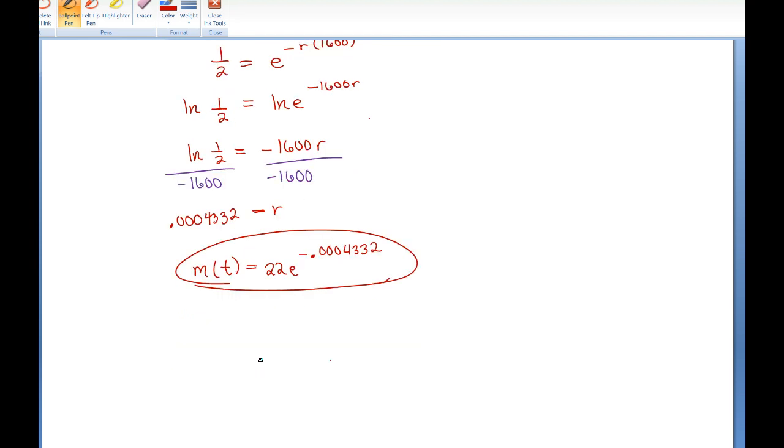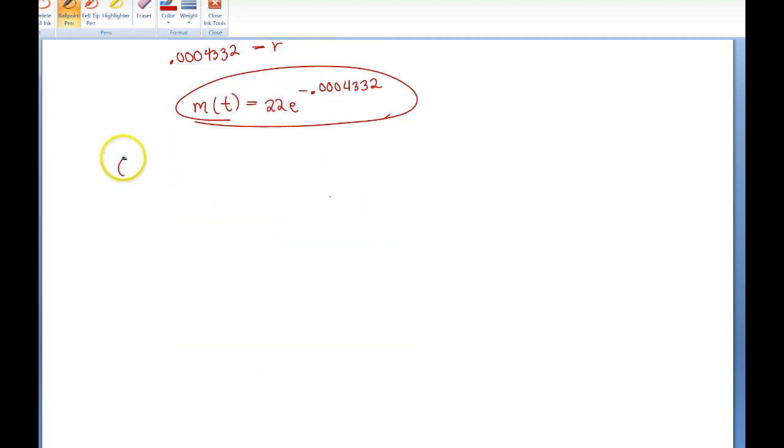Now for C, how much of the sample will remain after 4,000 years? So we want to do m of 4,000. Now I just plugged into the first formula. It wouldn't vary too much from the answer that we got in part B, but I figured the first one is what we were given, so I used that equation. So we're literally just plugging in 4,000 for t, and we get about 3.9, and that was milligrams.